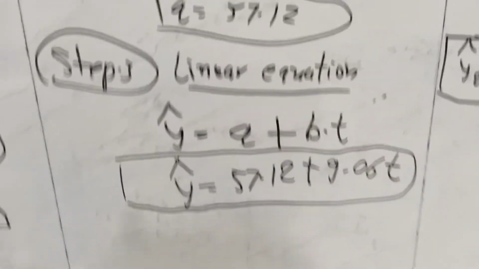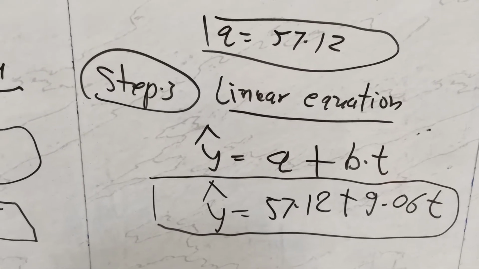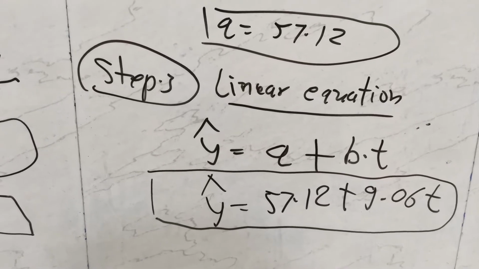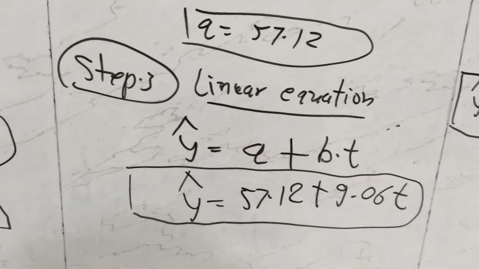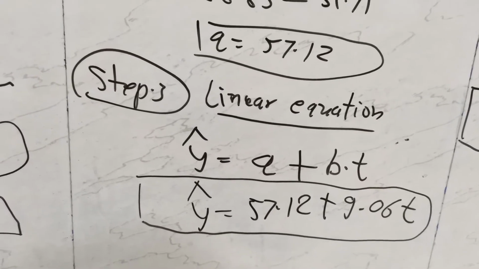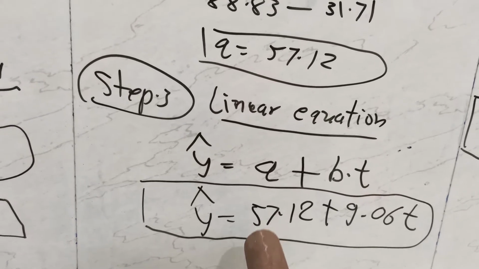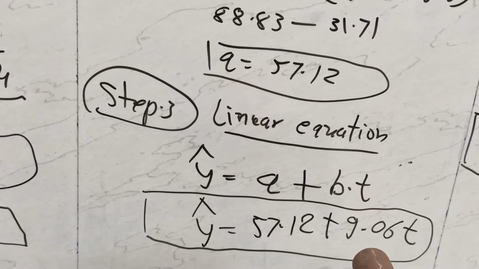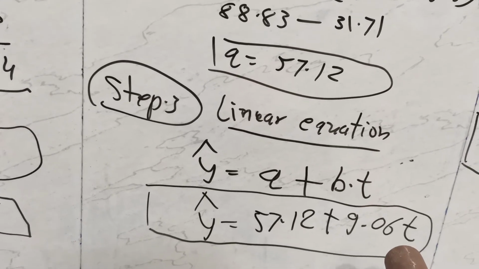Now in step number 3, the linear equation. The linear equation is cap of y is equal to a plus b into t. In this equation, first put the values of a and b. As you can see, a's value is 57.12, then plus b's value 9.06 into t. This is called the linear equation.